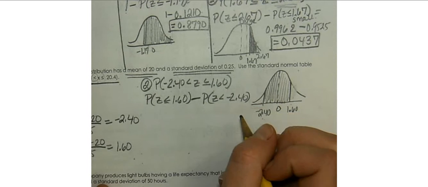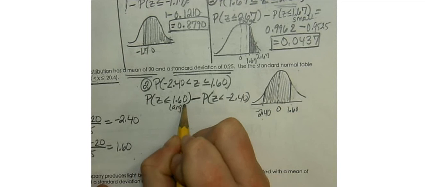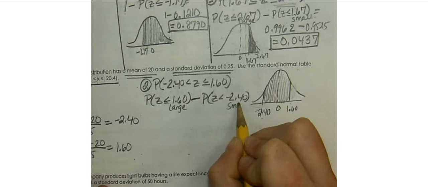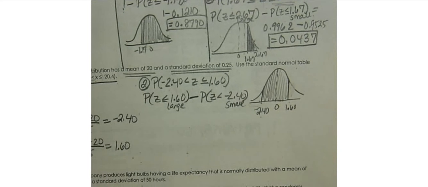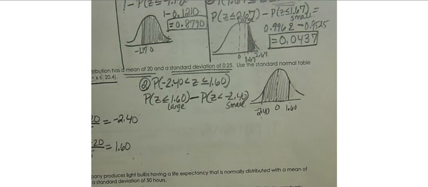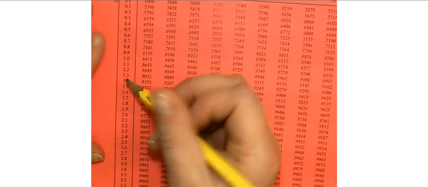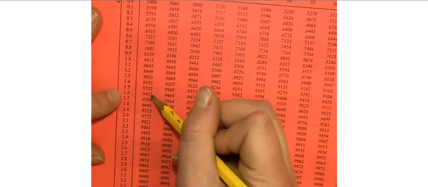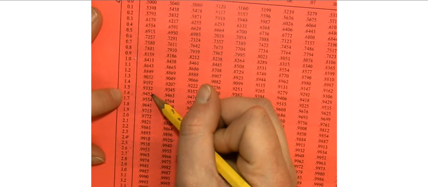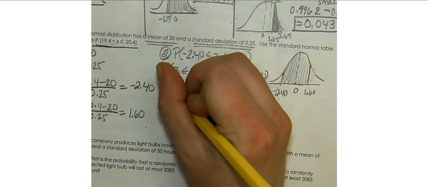So remember that this is the larger z-score minus this probability working with the smaller z-score. Okay, so let's go ahead and identify the probability that z is less than or equal to 1.60. So I'm going to go to where 1.60 is. Here's 1.6 and then 0, and that's 0.9452.